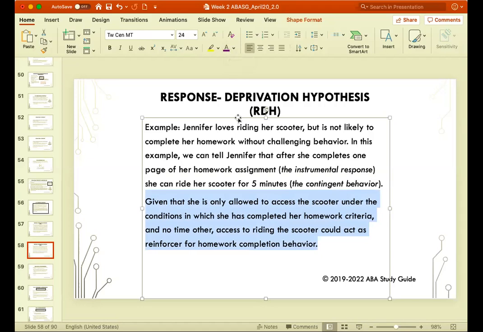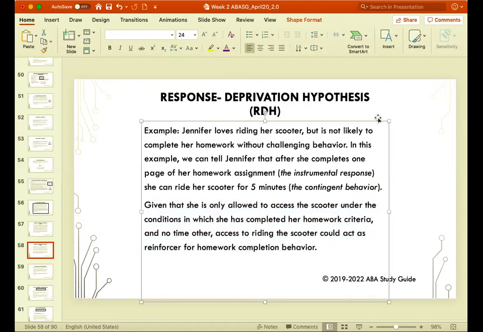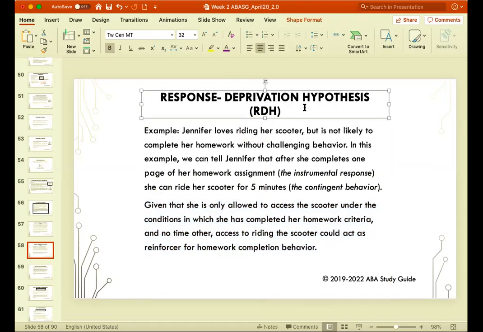So relative response deprivation is basically Premack principle. One behavior reinforces the other. One behavior contingent upon the other behavior, but you have to look at your relative baseline rates.